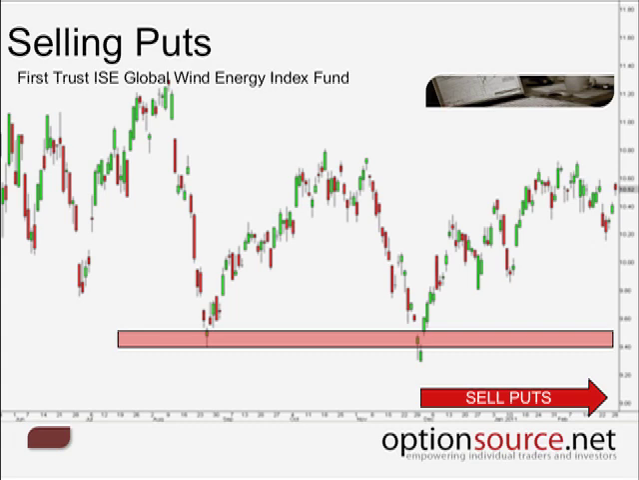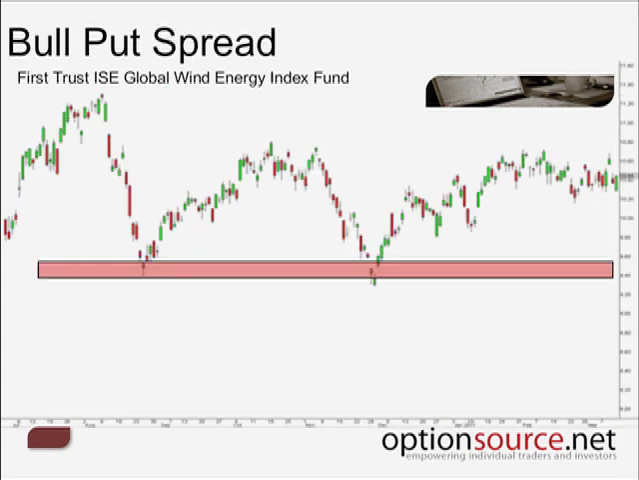But in this situation, I just have an example. Let's say you sold the $9 puts. Well, what you're basically saying is if that dropped down there, I'm willing to buy it down there anyway. If it never gets down there, then I get to keep the income for having sold those puts.